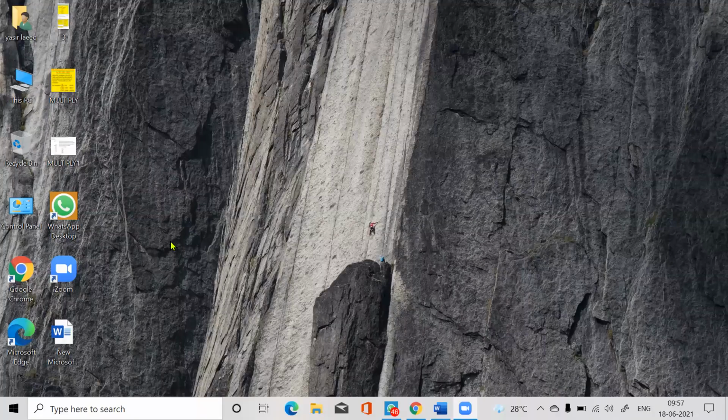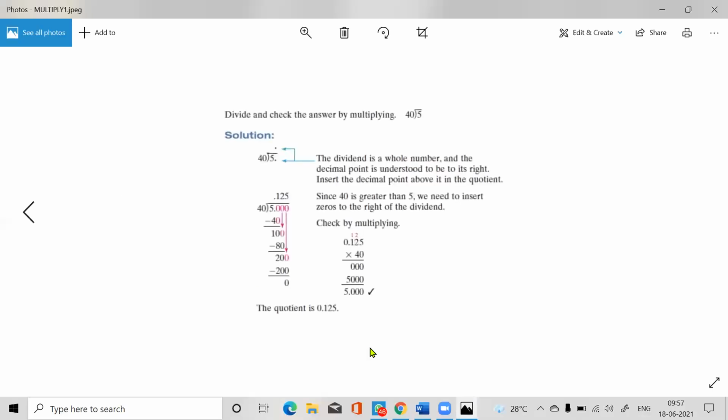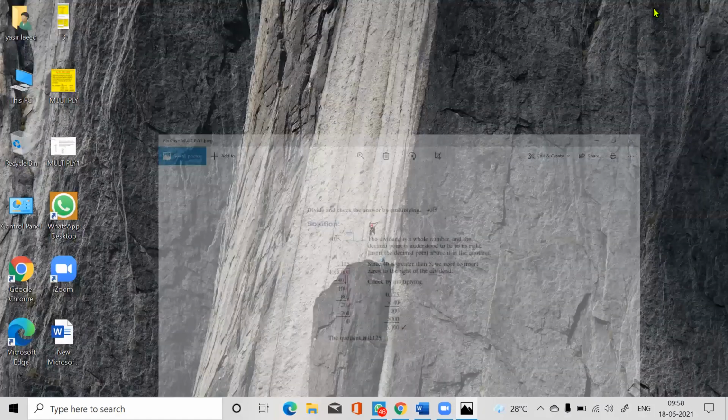First of all, I'm sharing my screen so that you can understand easily. Yes, this is the way of division. Here we have to divide 40 by 5. Before this, open page number 105, and there are some division rules.